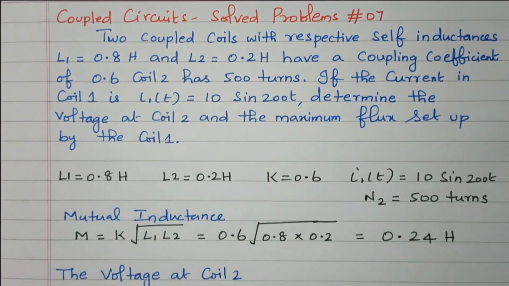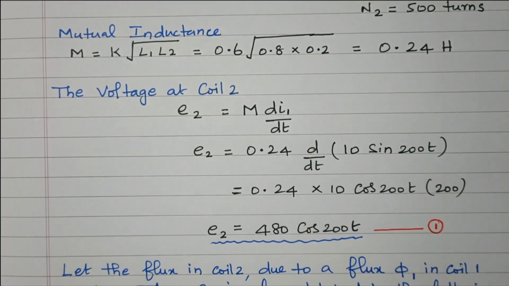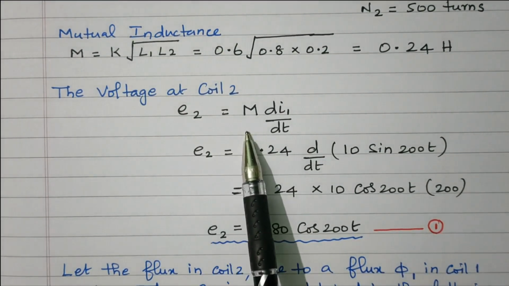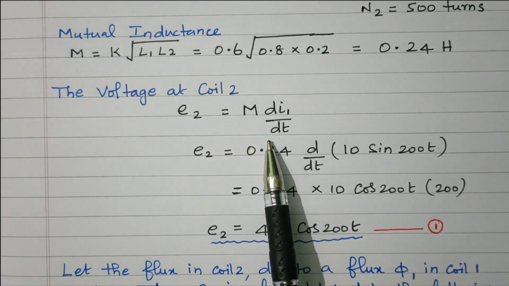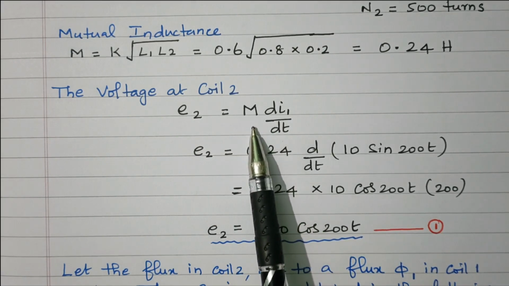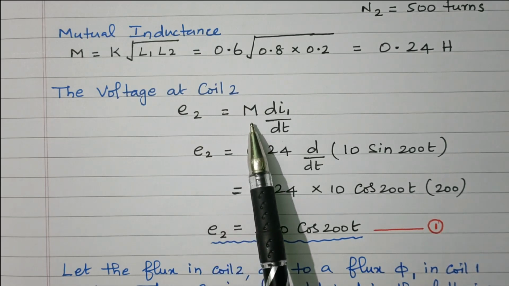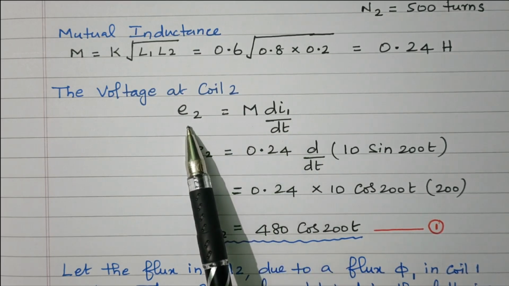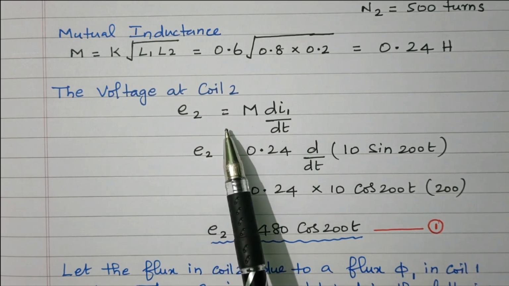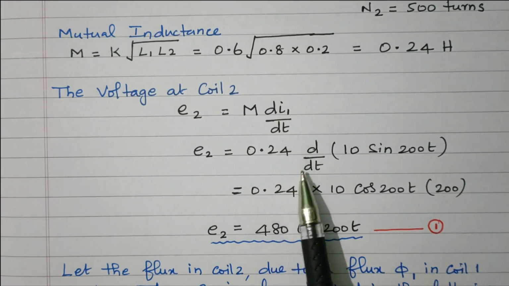Now we'll go to the first question: the voltage at the second coil. We know the formula E2 equal to M di1 by dt. Two formulas are available. One is based on the mutual inductance, another one is based on the number of turns, N dφ by dt. The EMF based on mutual inductance means it depends on current, and the EMF based on the number of turns means it depends on flux. So here we are using M di1 by dt.